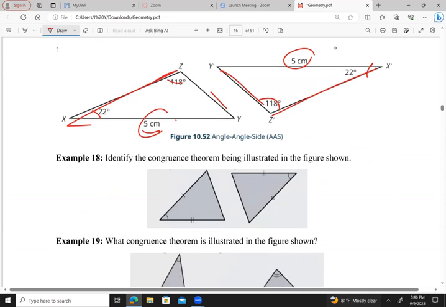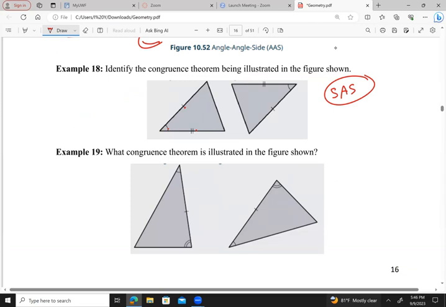So identify the congruence theorem. Well, I have side, angle, side. Side, angle, side. What about here? I have angle, side, angle.